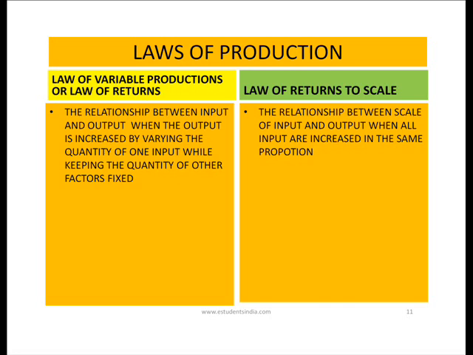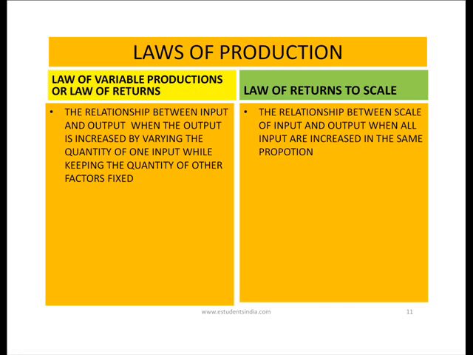Laws of production. Law of variable proportions or law of returns. Law of returns to scale. Two types of production functions. 1. Quantities of some inputs, say capital and land, are kept constant. Quantity of one input, say labor, or quantities of a few inputs is varied. This kind of production function is called short-run production function.